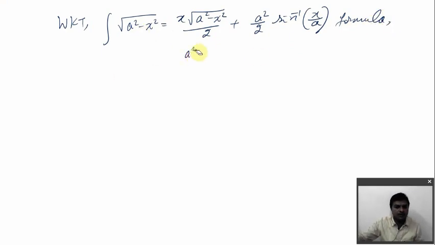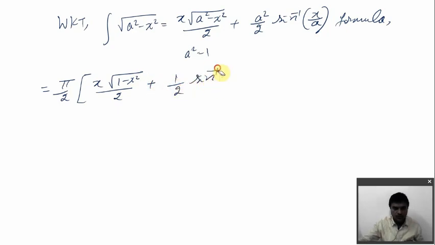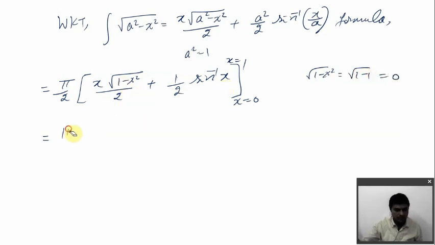So I'll just substitute a square as 1, as we have taken in the example. Therefore the integration is going to give you, students, pi by 2 times x square root of 1 minus x square upon 2, plus, wherever a is there, just put 1, 1 upon 2 sine inverse x upon 1, in the interval x is equal to 0 to 1. Okay, so this is the integration. Now put x is equal to 1 and x is equal to 0. First I will take the upper limit x is equal to 1. Here you can see, students, square root of 1 minus x square is square root of 1 minus 1, which is 0, so this term is going to give you 0 value. So therefore this is pi by 2.